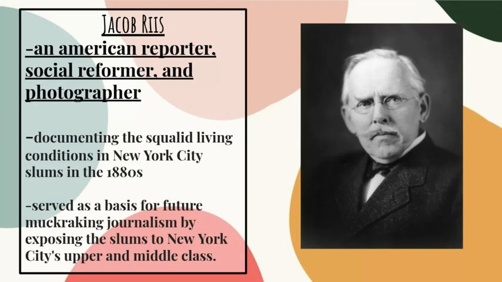So now let's talk about a man who wanted to bring America's attention to what's going on in cities. So he's going to be a muckraker. And I'm introducing you to this because I want you to look at pictures and how people live. Because he writes the book, How the Other Half Lives. He's an American reporter, a social reformer, and a photographer. He documents the squalid living conditions in New York City slums in the 1880s, which served as a basis for future muckraking journalism. So a muckraker is somebody who is letting you know about the corruption that is going on in America. They're raking up the muck of corruption, exposing the slums of New York City to the upper and middle class.